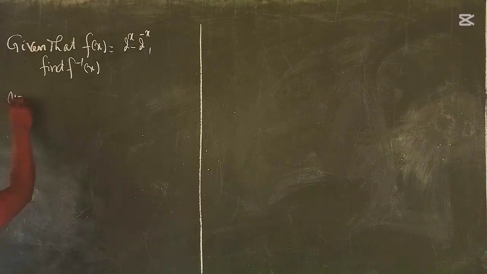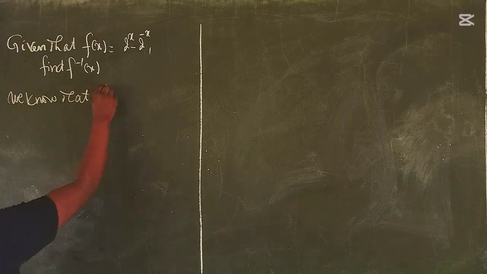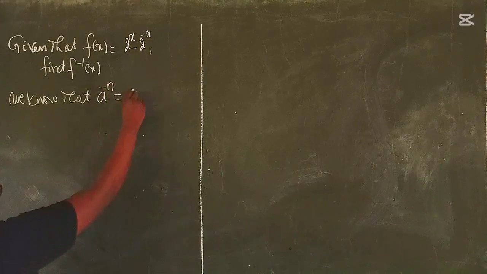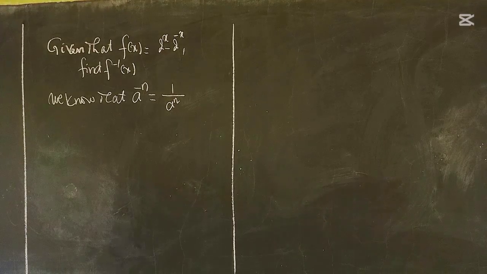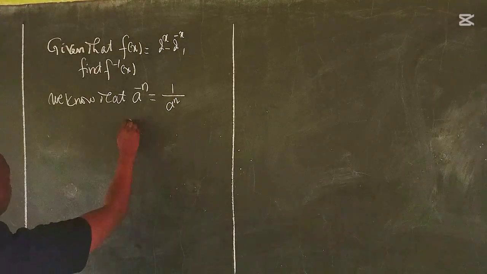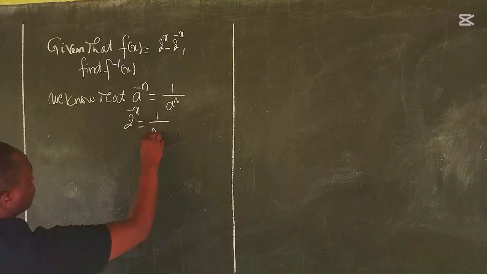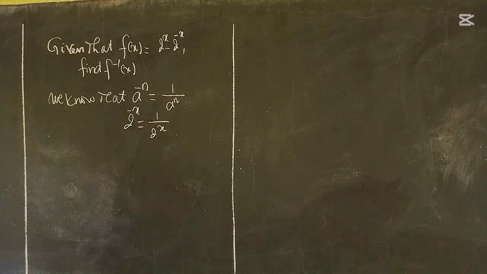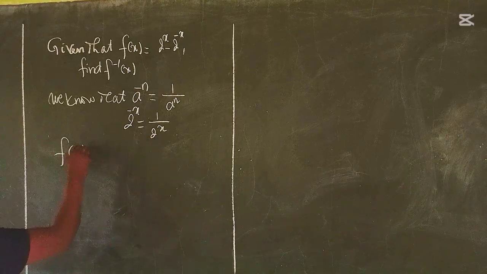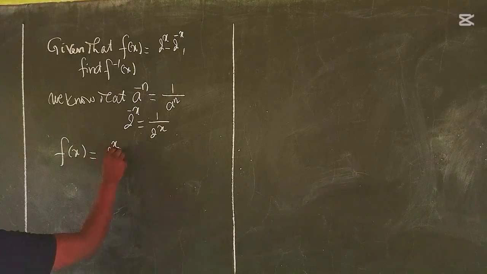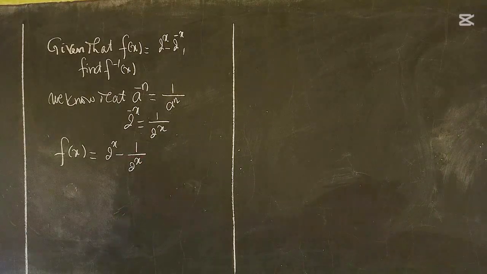We know that a power minus n is equal to 1 over a power n. This is to say 2 power minus x will be 1 over 2 power x. Here our function will be 2 power x minus 1 over 2 power x.